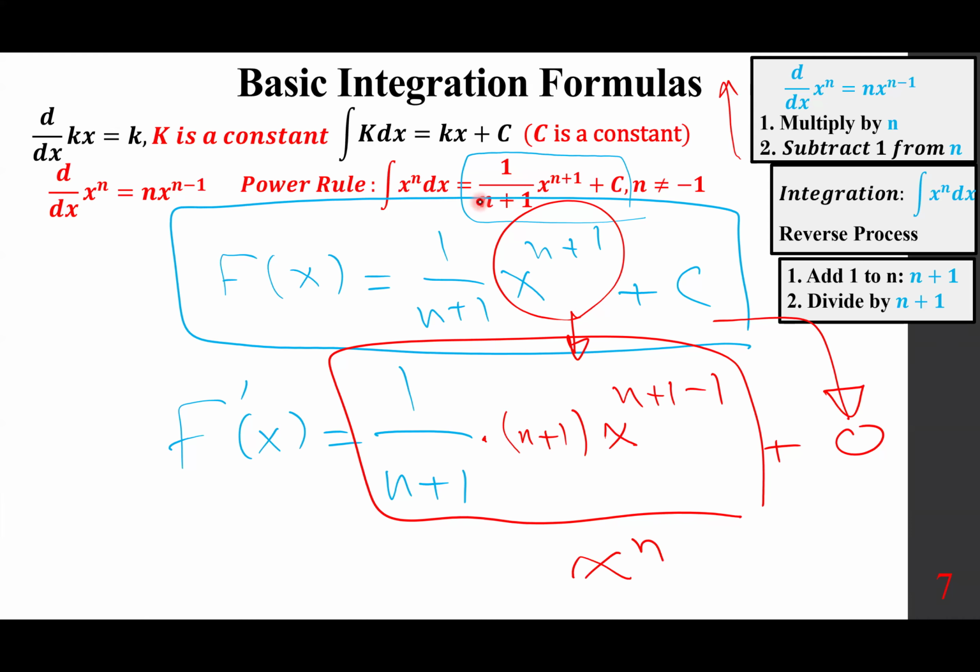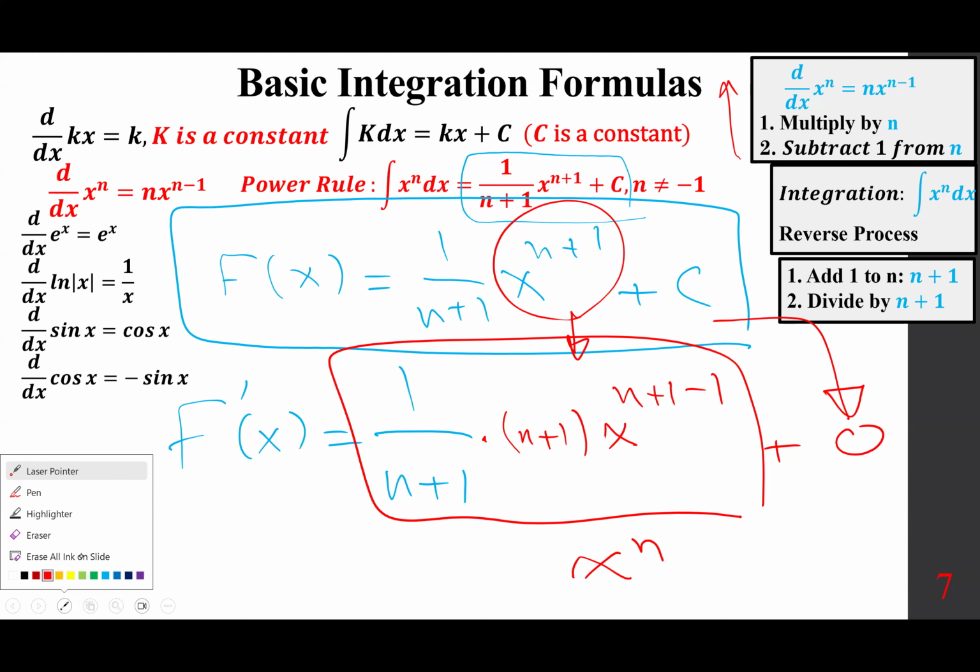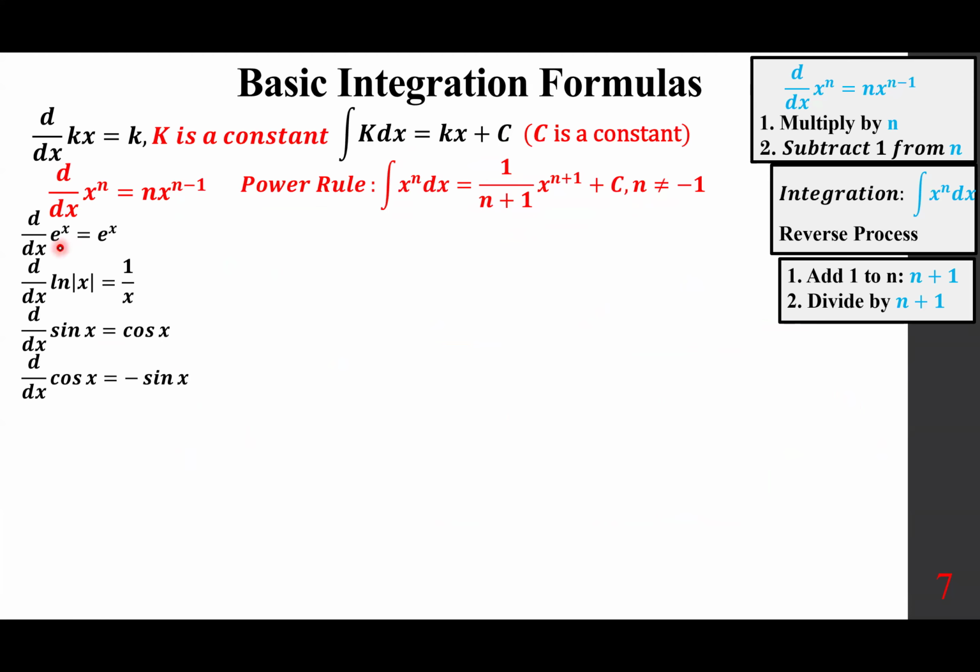So what is the power rule for integration, everybody? The integral of x to the power of n dx is 1 over n plus 1, x to the power of n plus 1, and a constant. We're going to look at more examples, and I'm going to erase my work. So let's start with the first one. If the derivative of e to the power of x is e to the power of x, the reverse process is the integral of e to the power of x dx is e to the power of x and a constant.